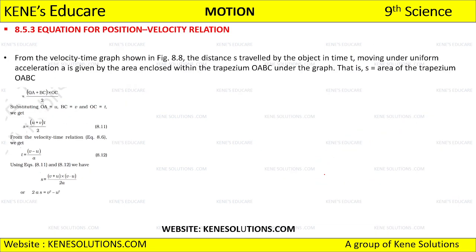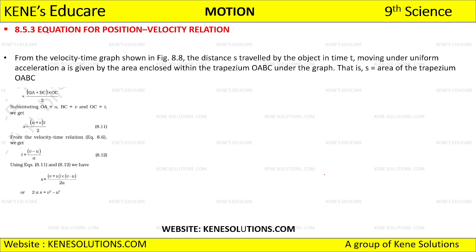Using that, we know distance is equal to the area of trapezium OABC, which is (OA plus BC) into OC divided by 2. We are going to substitute OA as u, because u is the initial velocity, BC is the final velocity, and OC is the time taken. So you have to draw the graph beside and check it. According to that, we get the formula s is equal to (u plus v) into t upon 2.